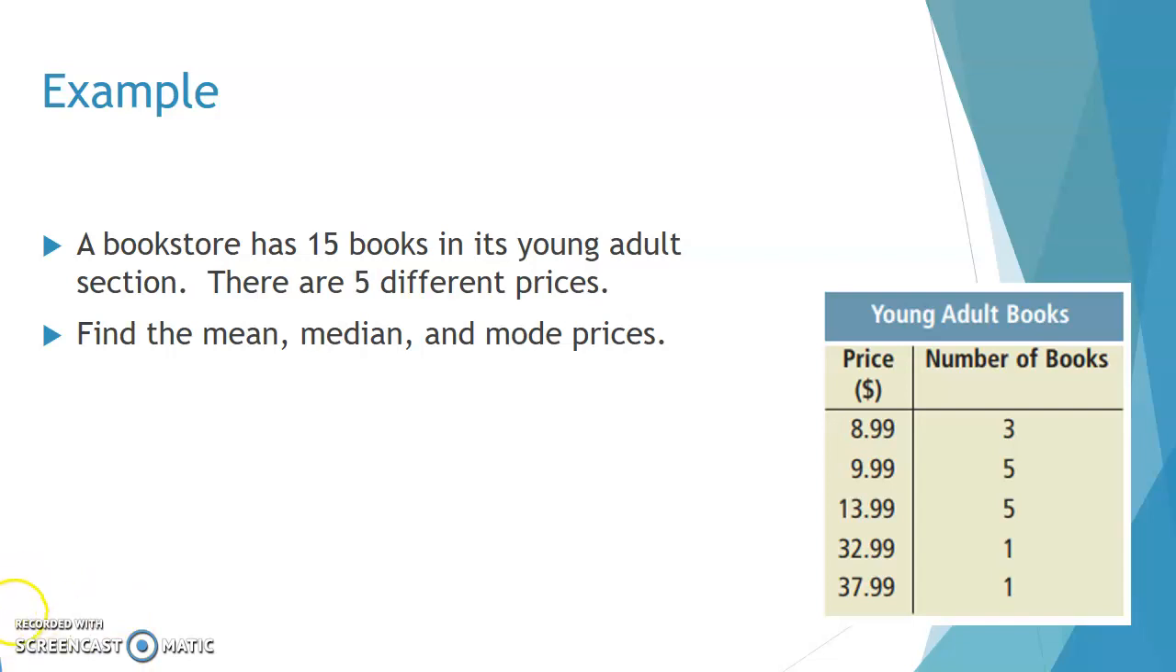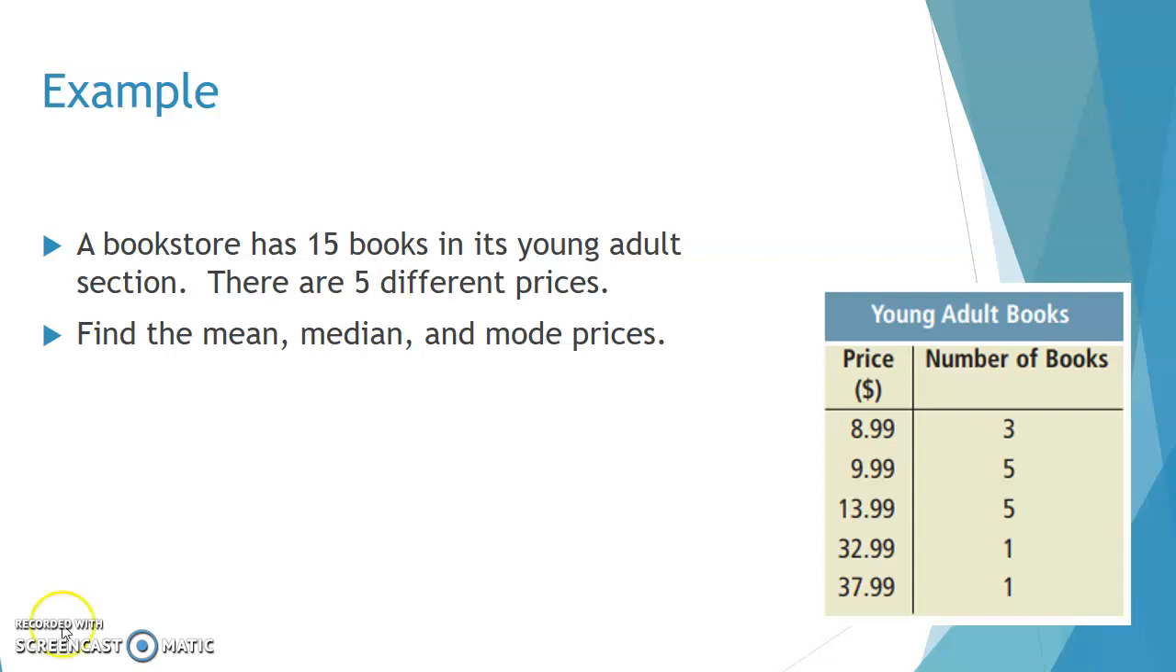Now for the median, again, we've got our 15 books. We can order the books from least price to greatest price for each of the 15 books, not just for the 5 prices. We want to use the 15 books. And so if we line up all of those prices, we can see that the median would be the 8th one, because 8 is in the middle of 15, from 1 to 15. So the 8th price is $9.99, and so we can see that the median price is $9.99.